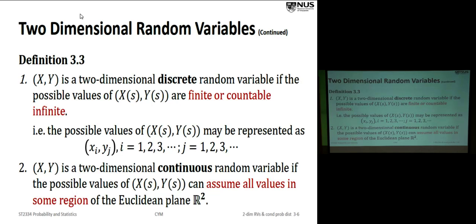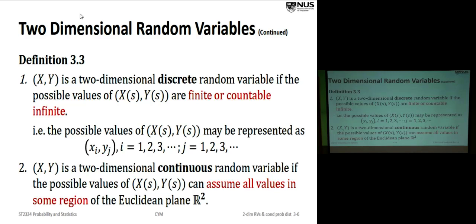That is to say that the possible values of X and Y can be written as a bivariate vector of the form (X_i, Y_j), where i is in the set 1, 2, 3, and so on, and j is in the set 1, 2, 3, and so on. And i could be j, they could be equal, they could be different.